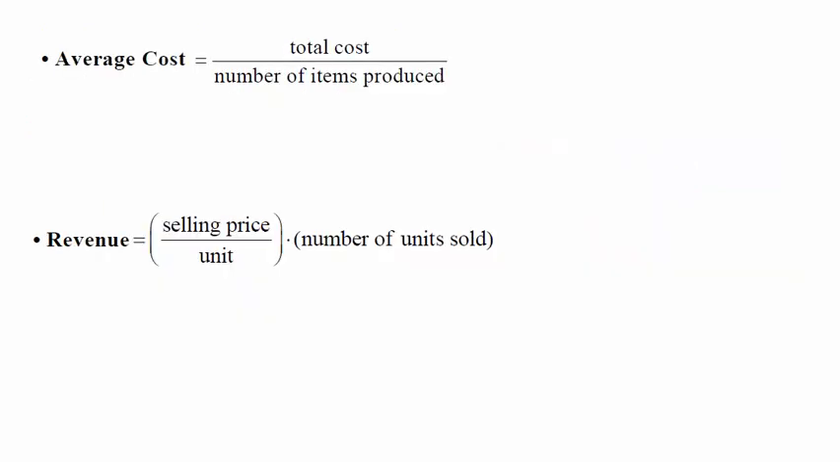Now our average cost would be if we take our total cost and divide that by the number of items produced. So our total cost, which we just found, was our fixed plus our variable, and then we divide that by how many items we produce, and we get the per item cost.